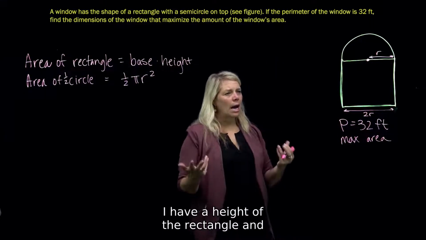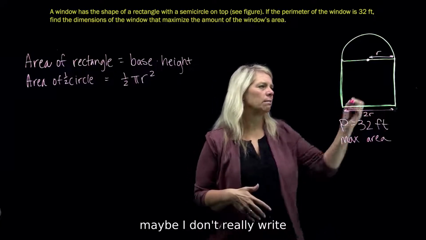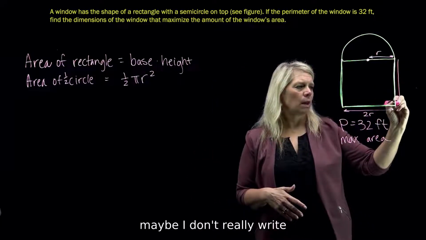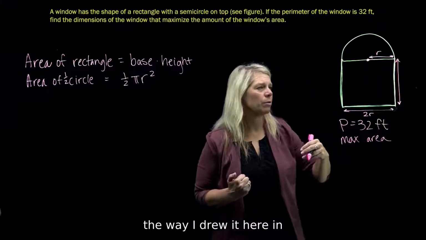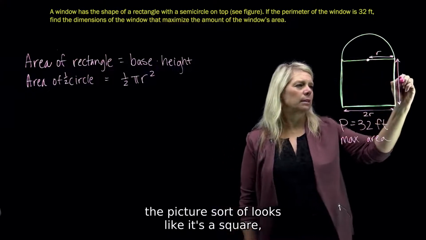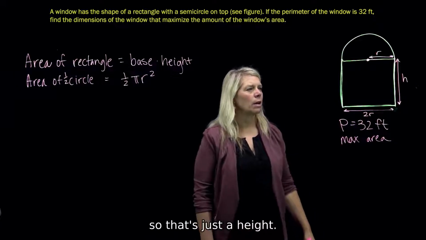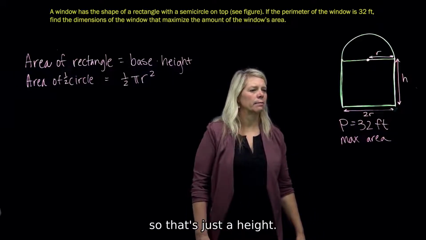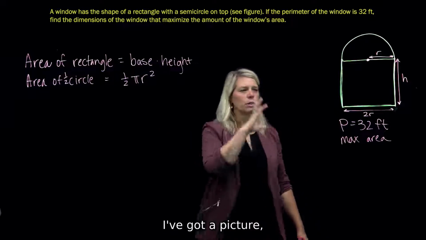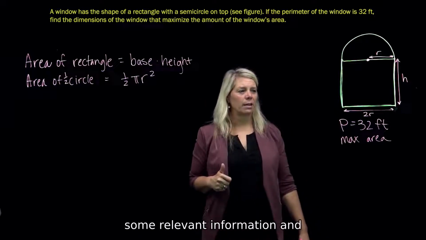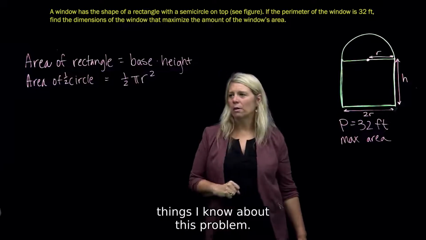All right, I have a height of the rectangle, and maybe I can't really write that in terms of r. This is not necessarily a square, although the way I drew it in the picture sort of looks like it's a square, but it doesn't tell us that, so that's just a height. All right, so I've got a picture, I've labeled it, I've written down some relevant information and things I know about this problem.